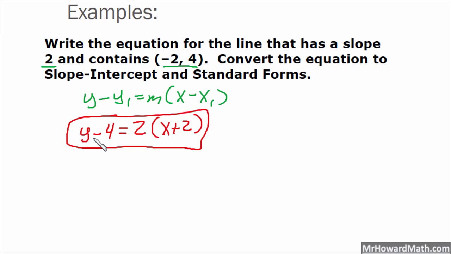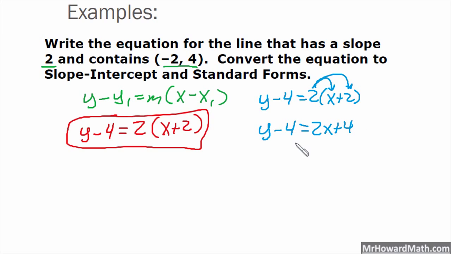Then to get to slope intercept, I would start with the point slope form of y minus 4 equals 2 times the quantity x plus 2. I need to get y by itself. That's what slope intercept form does. So I distribute the 2 in here and here, and I get y subtract 4 equals 2x plus 4. Remember, the goal is to get y by itself for slope intercept, so I just add this 4 to this side, and finally I have y equals 2x plus 8. So that would be my slope intercept form.